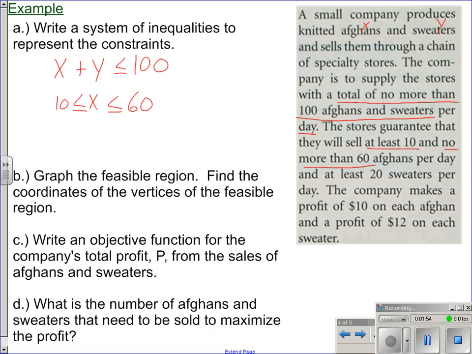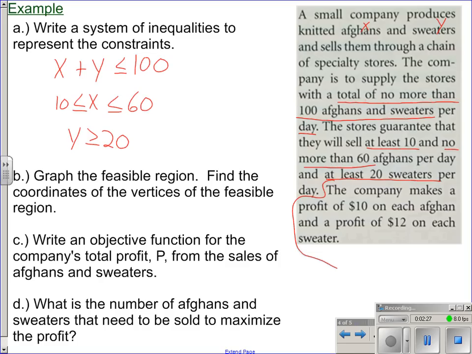And again, that was the Afghans, that was X. And it also says, and at least 20 sweaters per day. Sweaters were the Y value, so at least, greater than or equal to 20. Now it says the company makes a profit of $10 on each Afghan and a profit of $12 on each sweater. That's not really a constraint. That's going to come towards our objective function. So these three equations are what we're looking at.